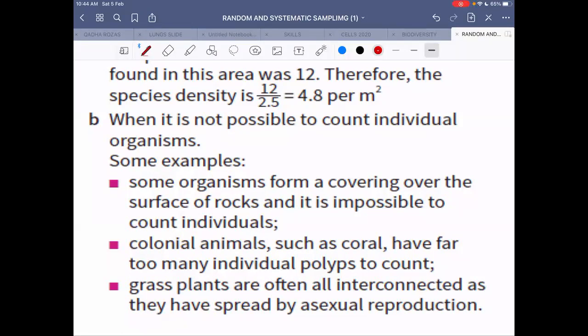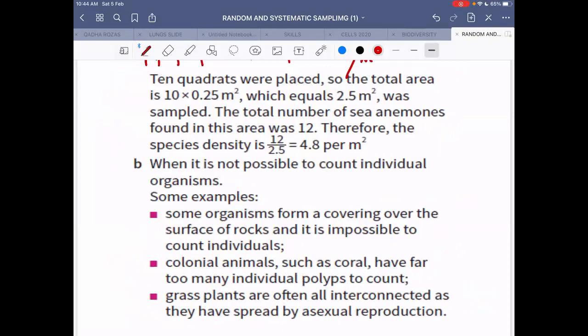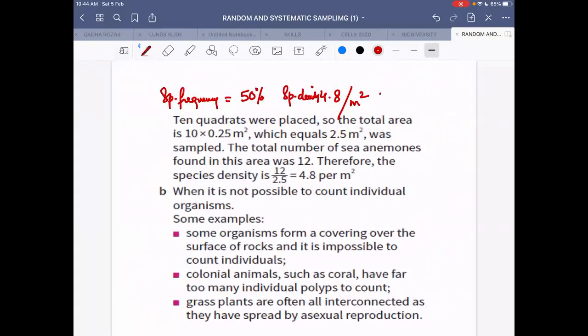And then of course grass plants are also so numerous that they are interconnected with each other. It's impossible to count individual grasses. And we all know that most grasses reproduce asexually, so they cover a very big area. In that case, we cannot calculate the species density. We can only calculate the species frequency. Okay, so this is one of the kinds of questions that can be asked in past papers as well.